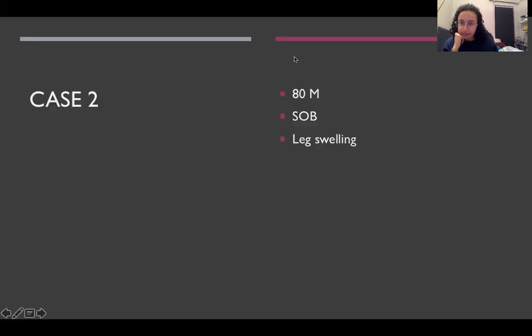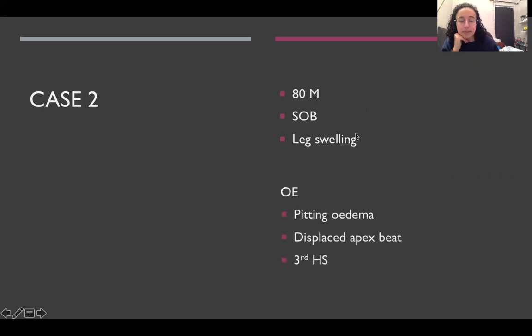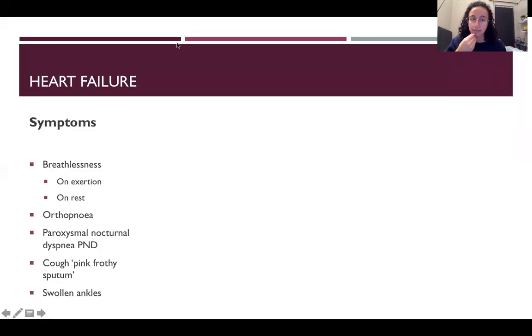So, second case, we've got an 80-year-old male with shortness of breath and leg swelling. What are some differentials? Yeah, nice. Heart failure. So that's a pretty bog standard, like you're quite sure as to what the diagnosis is, it's quite specific. On examination, they have pitting edema in their legs and a displaced apex beat, and you hear a third heart sound. So all these things confirm that you think it's heart failure.